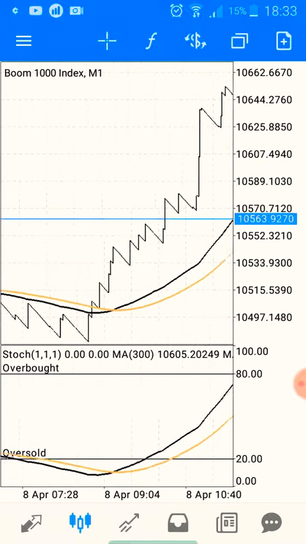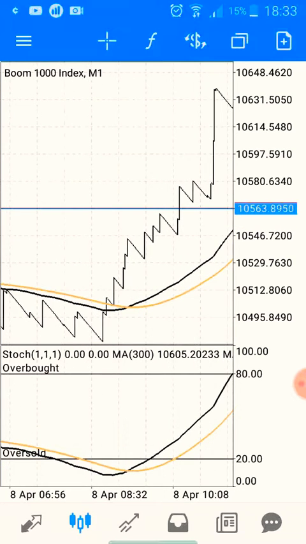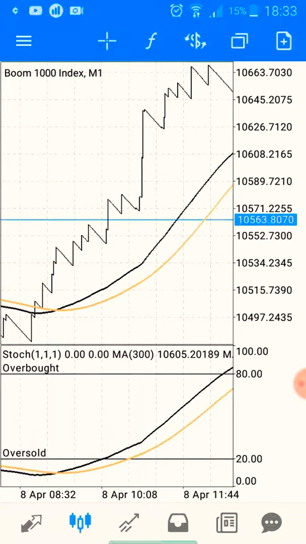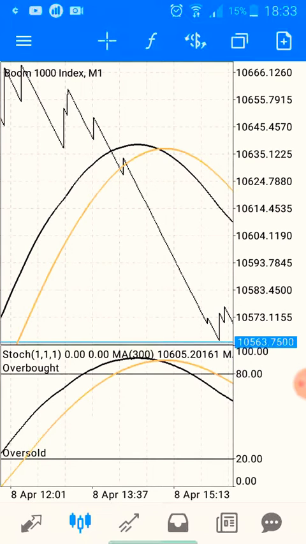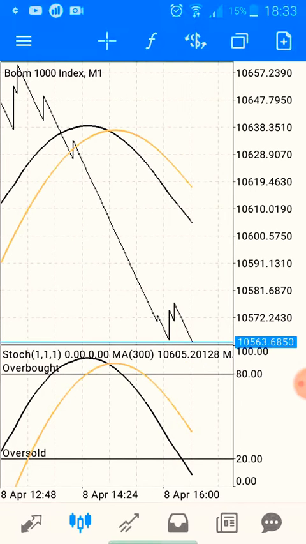For example, when the price is above the black moving average, or the 300 moving average, it means that's an uptrend. When the price is below the black, or below the 300 moving average, which is the black one as well, it means that's a downtrend.